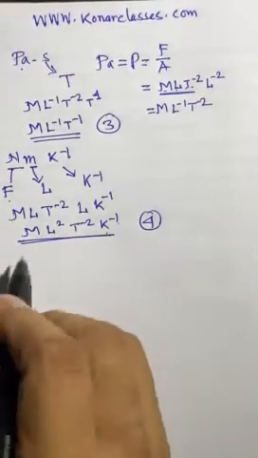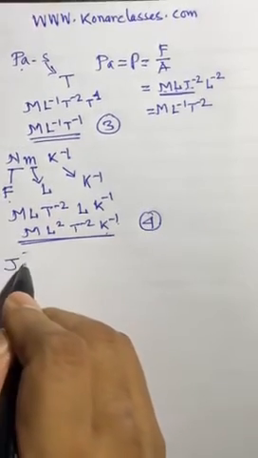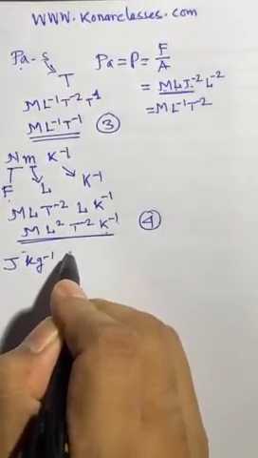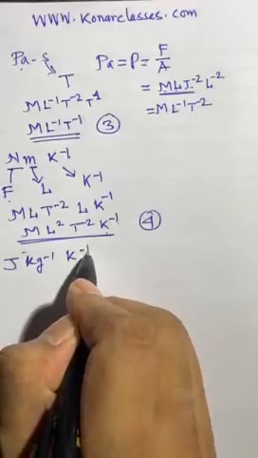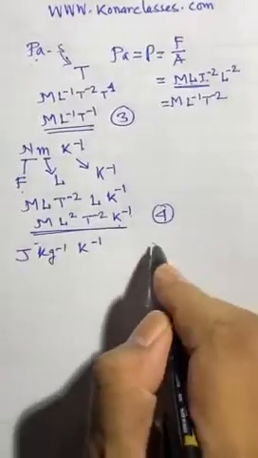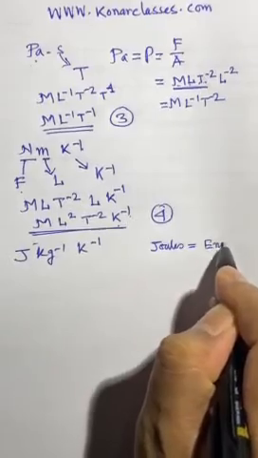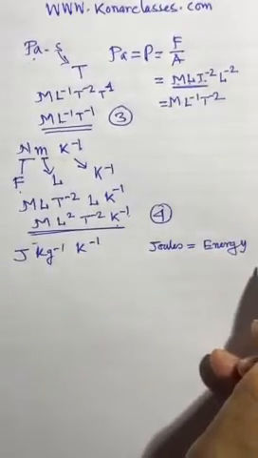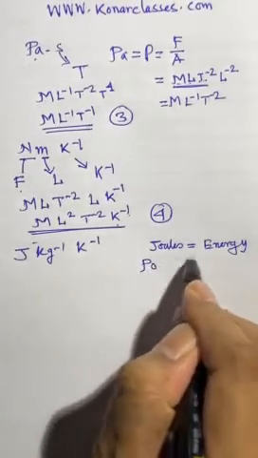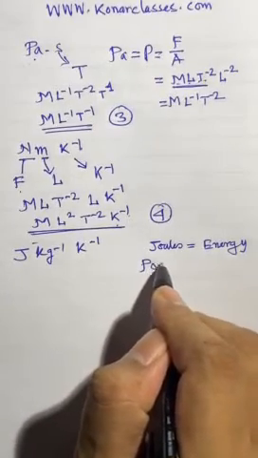Okay. Now going to the third one, it is J, joule, kg to the power minus 1, then K to the power minus 1. So joule is the unit of energy. Joule equals energy. The simplest way to find the dimension of energy is the potential energy. We are finding the dimension, so we can choose any energy, and potential energy is the easiest one to find the dimension.